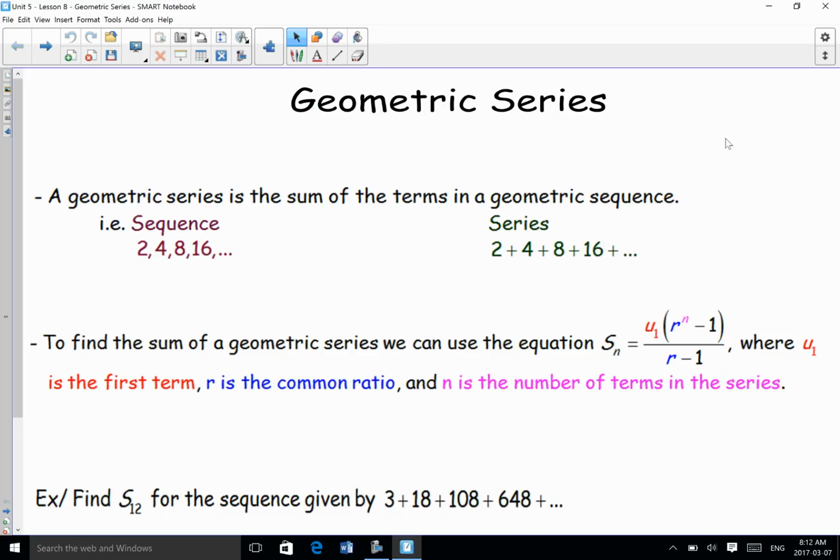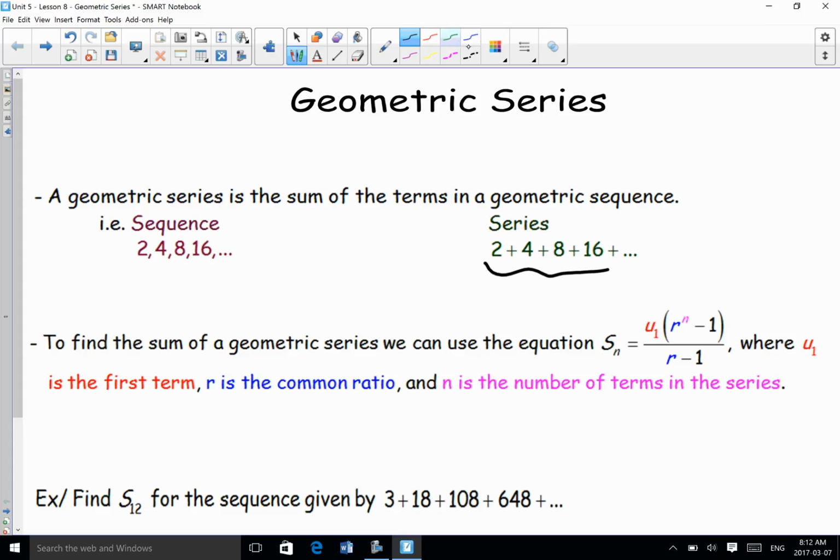In this lesson, we're going to examine a geometric series. A geometric series is the sum of a geometric sequence. Like arithmetic sequences had their own series, so do geometric. Just a reminder that the sequence is the terms. When you add them all together, you get the series. And it's going to look like this.